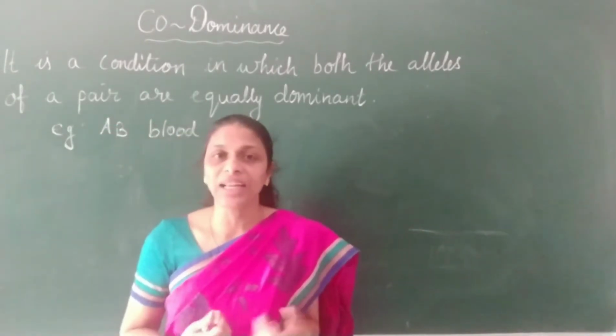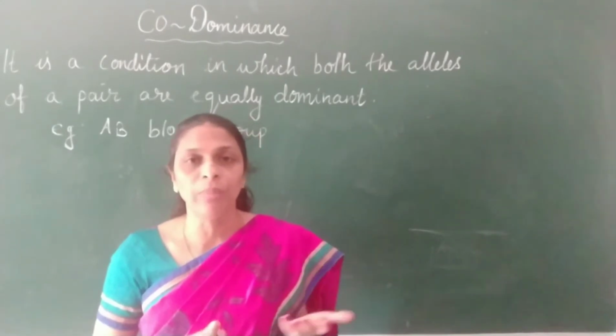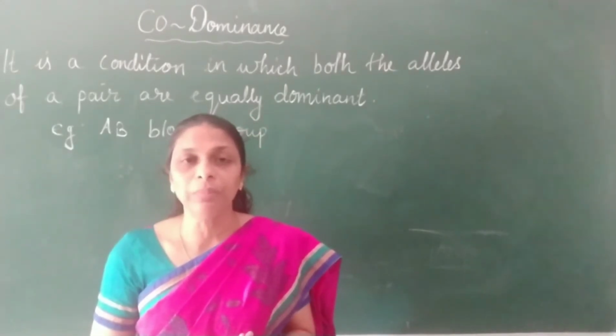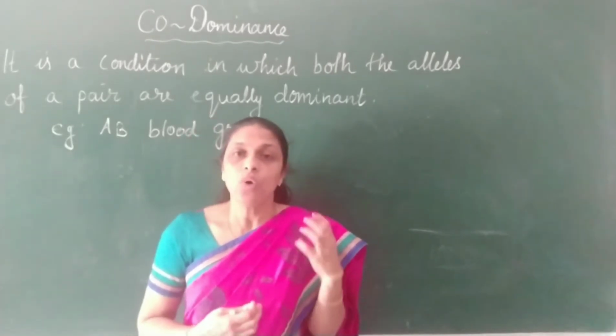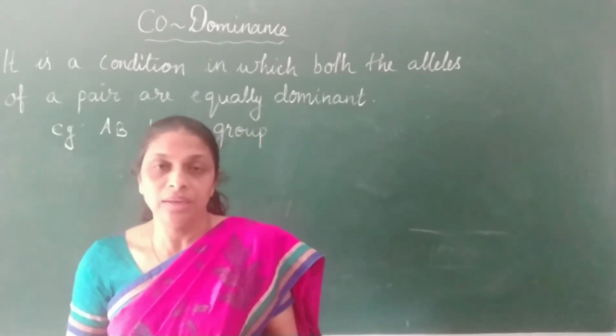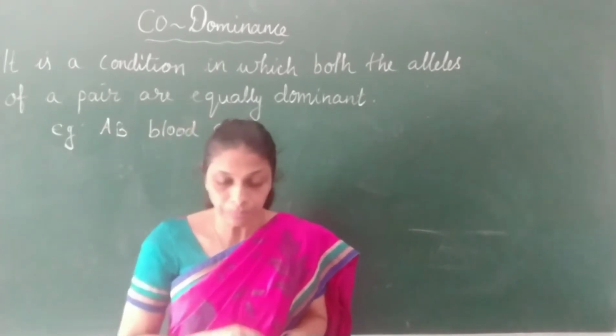First year you have studied about blood groups, isn't it? The most common type of blood grouping found in human beings is ABO blood grouping. Right? Now what is this ABO blood grouping? Let us just study about ABO blood grouping.